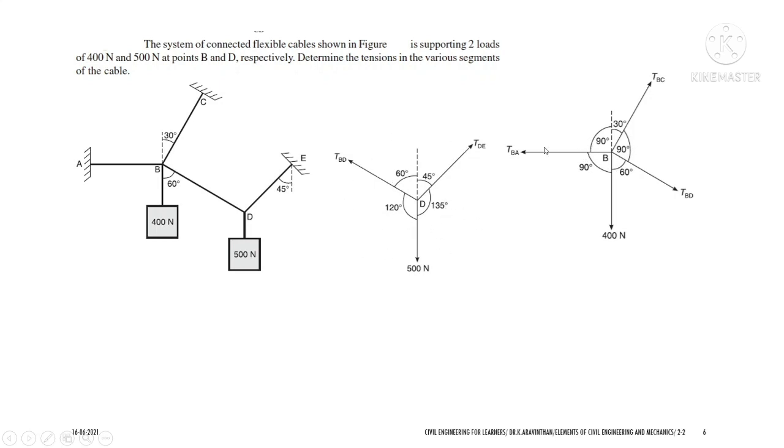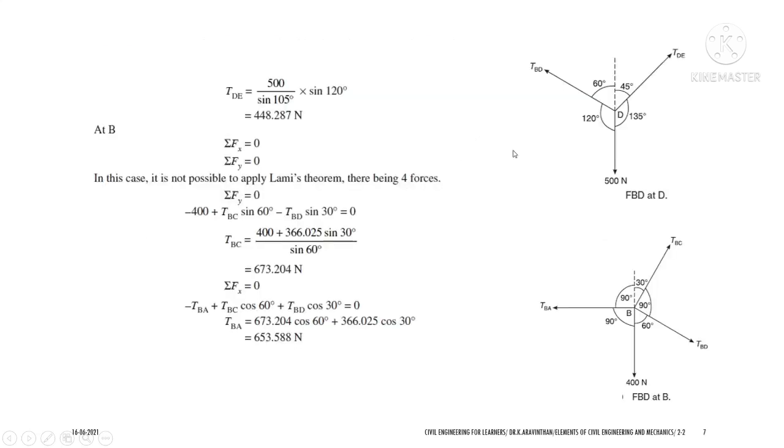So we have 3 unknowns here, and we have 2 unknowns. Hence we can take the point D and find the TDE and TBD first. So if you want to find TDE, let us find this. We will be using Lami's theorem, and you will be getting the equation of 500 divided by sine 105 degree, and TDE, the opposite angle is 120 degree. And TDE by sine 120, if you cross multiply, you will be getting the TDE answer.